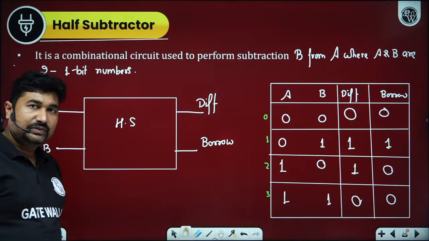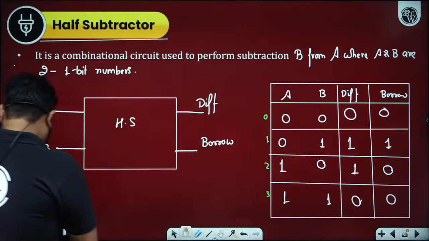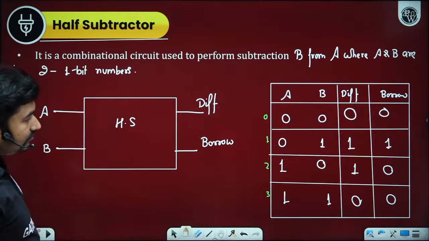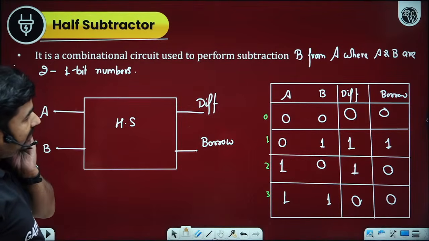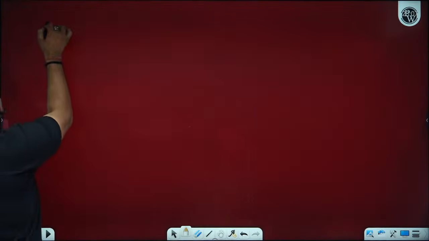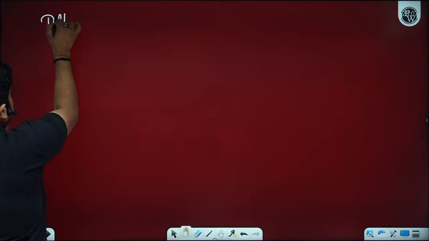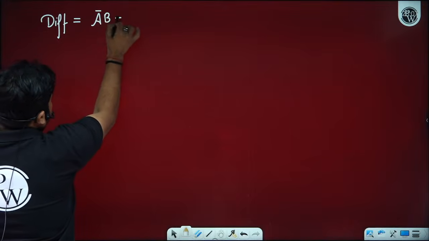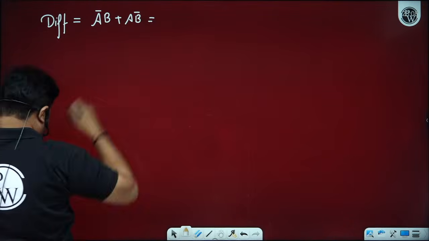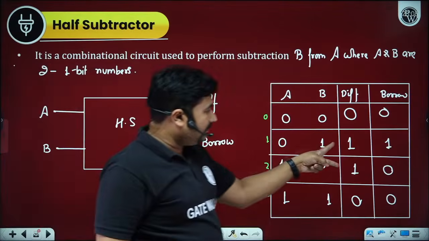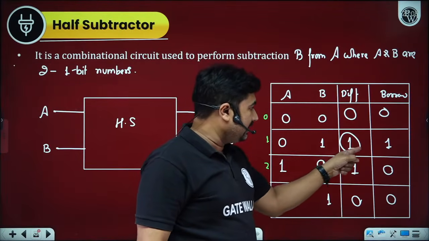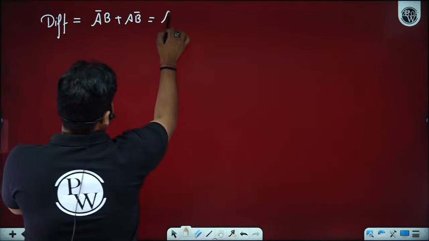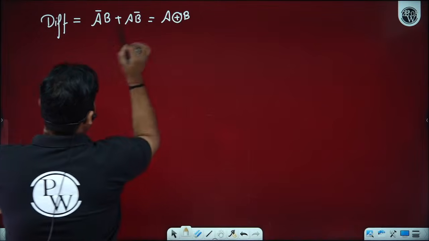Great. So, in a half adder, now we have the difference logical expression. The difference logical expression will become A bar B plus A B bar. Is it okay? Yes, sir. A bar B plus A B bar. We are getting here high and here high, that is 1 and 2. So this will give you A XOR B.